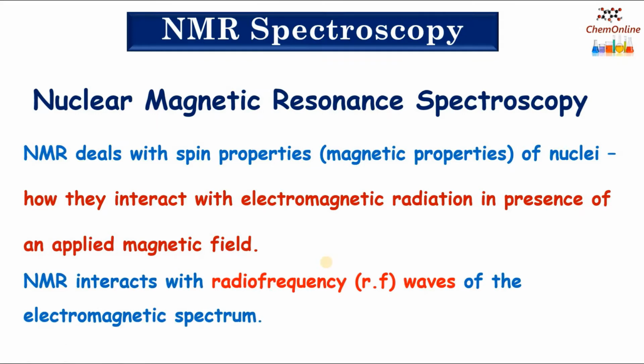And we know that in all forms of spectroscopies, the matter will interact with any of the components of the electromagnetic waves. Similarly, in NMR also, the molecule or the nuclei interact with the radio frequency waves of the electromagnetic spectrum. So we can say NMR spectroscopy is a spectroscopic technique which involves the study of transitions between the spin energy levels of a nuclei in an applied magnetic field by absorption of radiation in the radio frequency region.